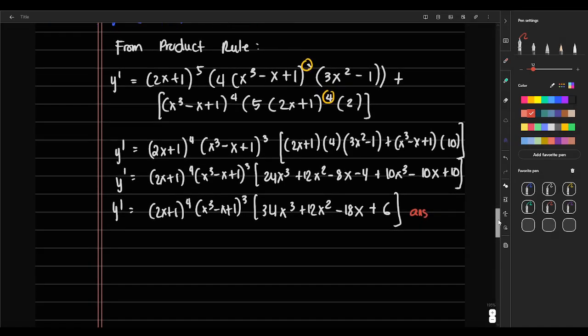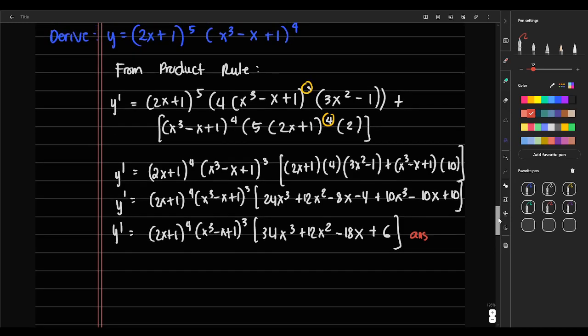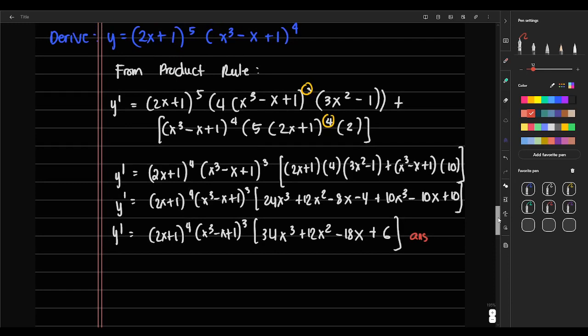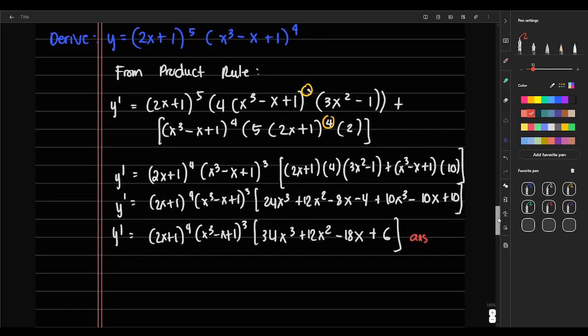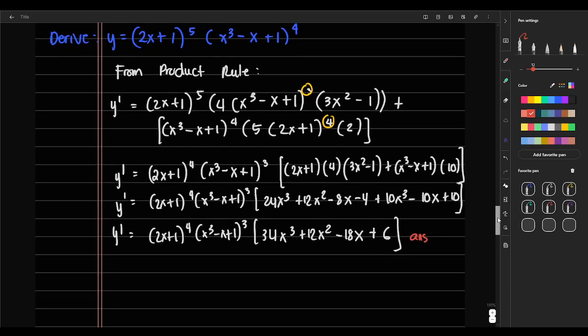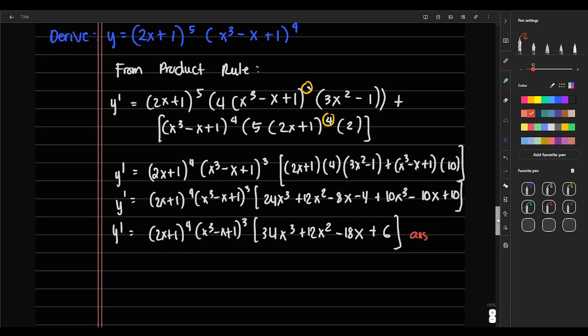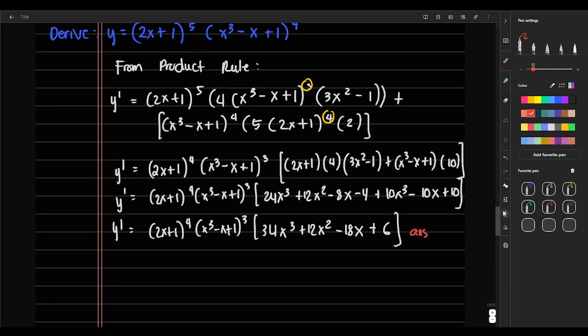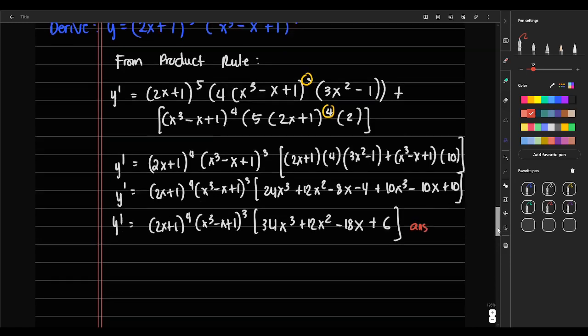So, let's try to review, no? If we did miss something, 2x plus 1. Yeah, I think we're good. Okay, so let's just proceed to the last equation.